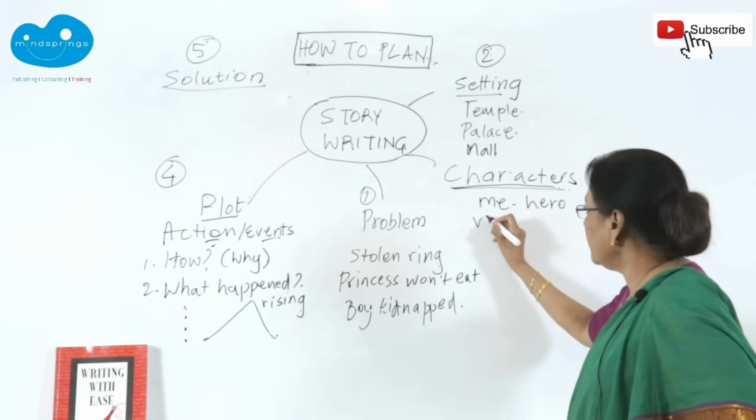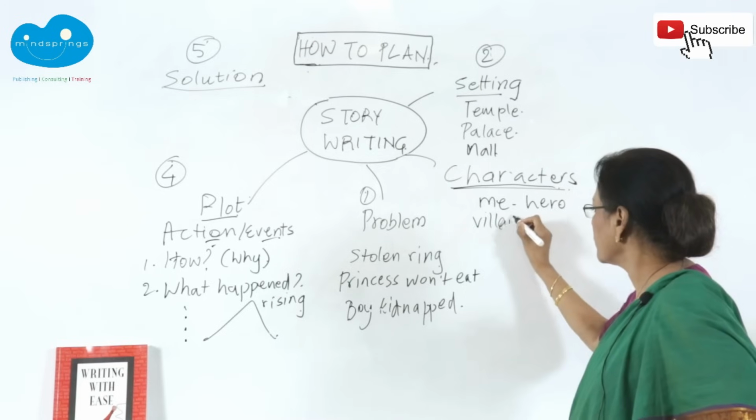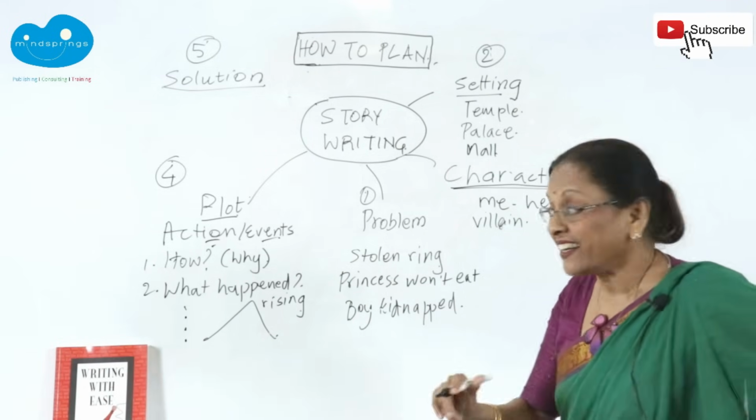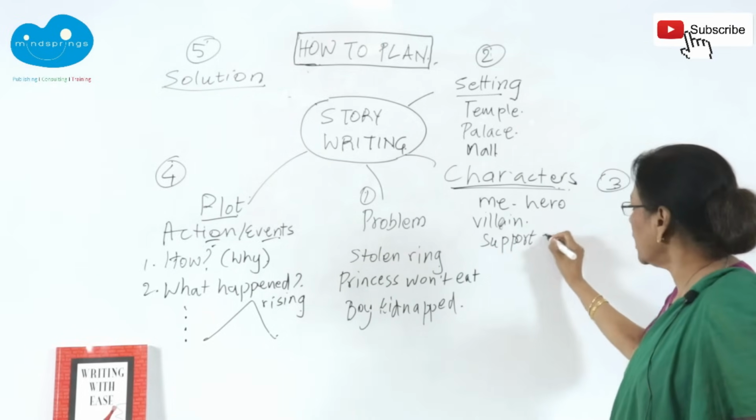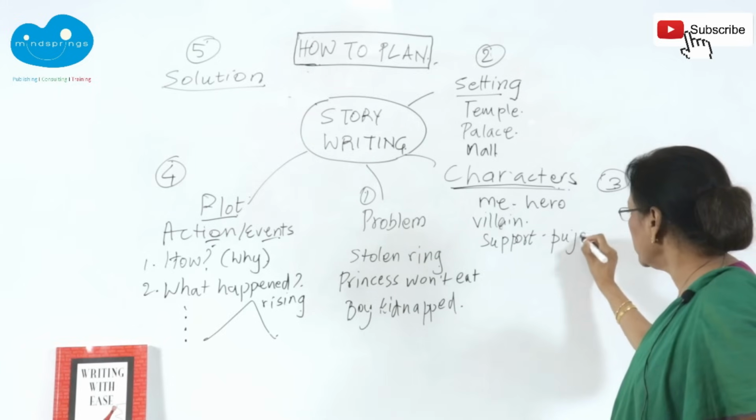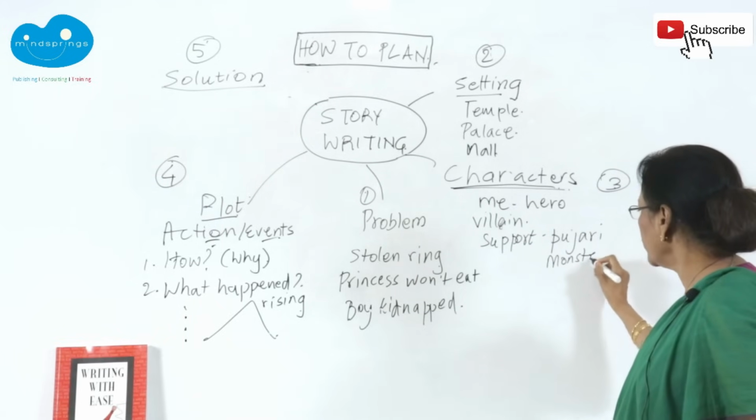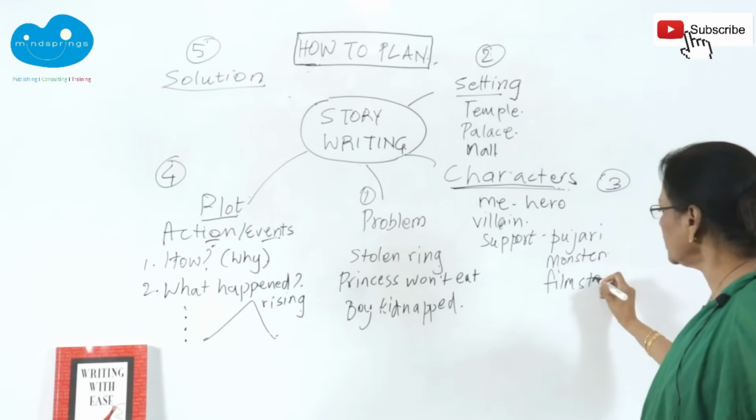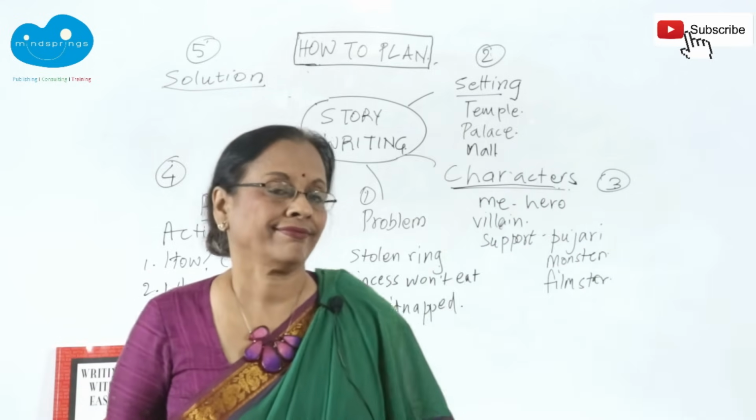Then you might want a villain. Somebody who is going to stop you from doing it. You might have other characters who are going to support you. So, I am going to write there, I am going to have a pujari, I am going to have a monster, I am going to have a film star. You decide who is going to be in your story. See, you get to be the creator.